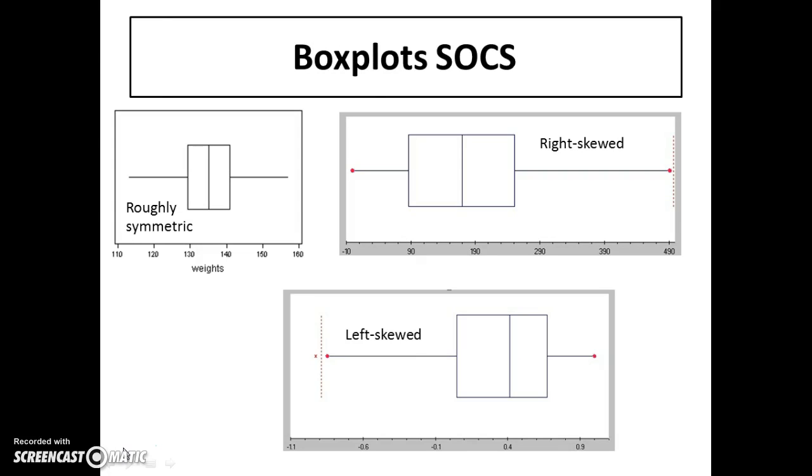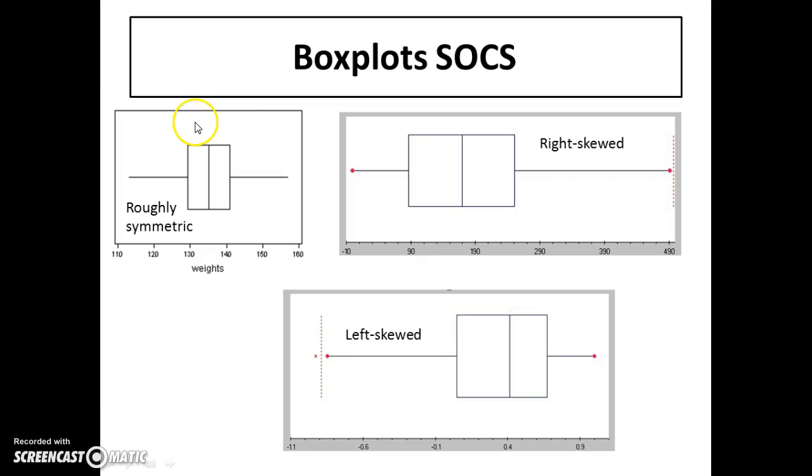So this week we're going to be doing comparisons of box plots, and when we compare box plots we need to always describe our SOCS: shape, outlier, center, and spread. I'm going to talk about shape in a second, but outlier, center, and spread are fairly obvious from a box plot, right? The outliers are marked with an asterisk, the center is the median, and for the spread, you can either talk about the IQR or the range from minimum to maximum, depending on the context.